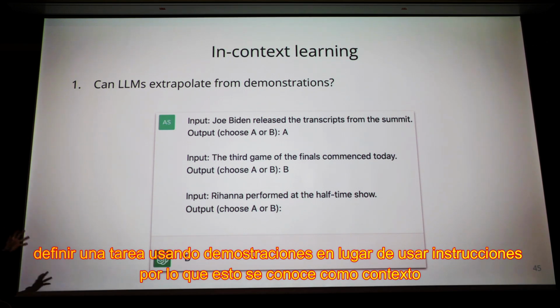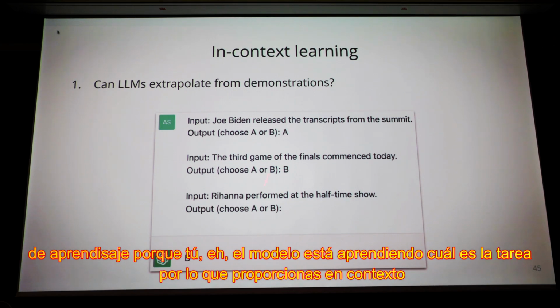This is called in-context learning because the model is learning what the task is by what you provide in context.